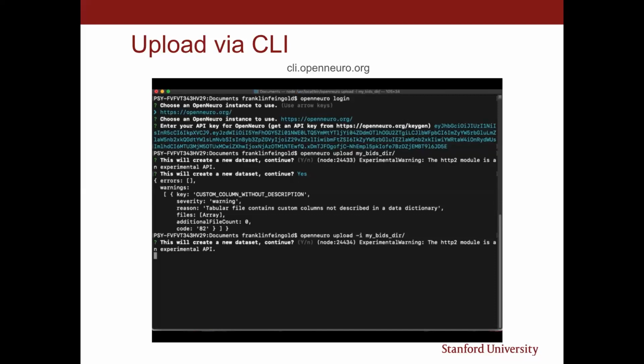And yes, a new data set will be created. And now the request is being processed via the server. Now I will also mention here that the OpenNeuro CLI can also be used to edit or upload more data to your already existing data set. And this information can be found on the CLI.OpenNeuro.org page.